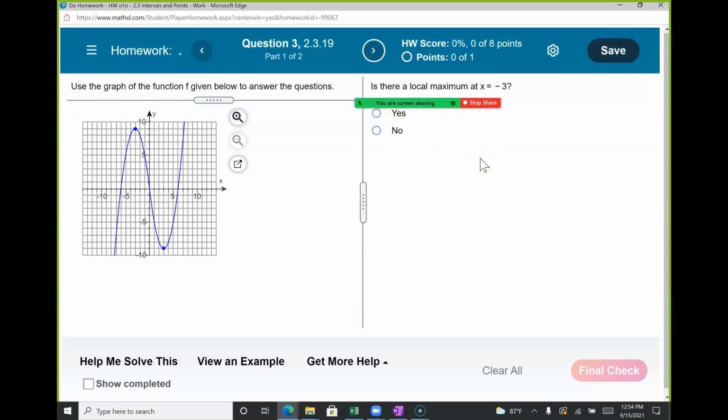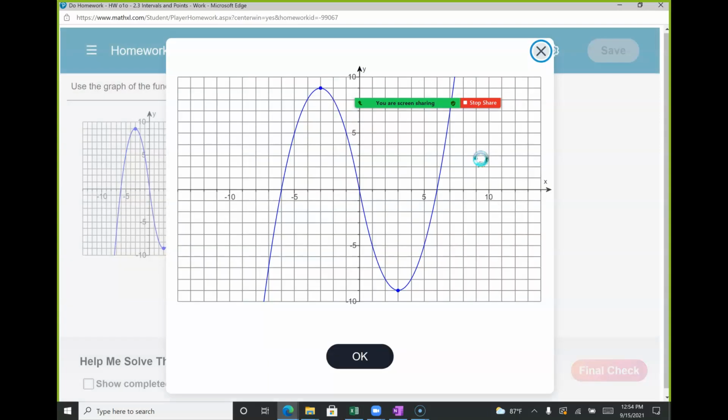Is there a local max at -3? So when x is -3, and you can always hit the pop-out icon for the graph, so you can always show that one if you're having trouble looking at their grid. But at -3, do you see I'm at the top of the hill? And that's what a local max is, right? Just because we're both climbing a mountain and I'm at the top of this part and you're at the top of this part, yes, you're higher than I am, but we're still at the top of a hill. And that's what we're talking about with local max.